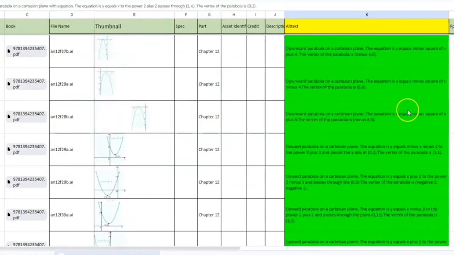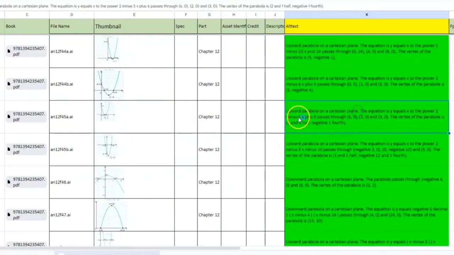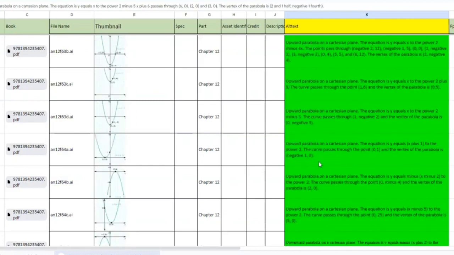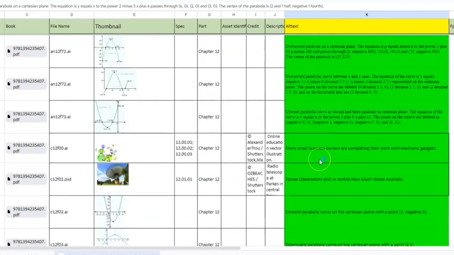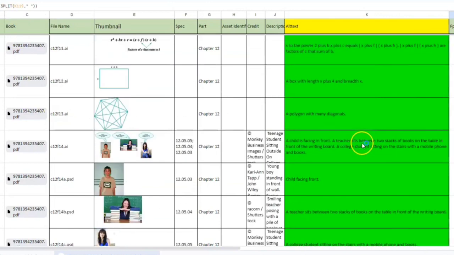Our QC team will check your alt text. If your alt text is colored green, it means your alt text is right, and you can continue your work. So this is the basic process, and here we will use one formula. When you write anything, your count will automatically be present here. So this is the work.